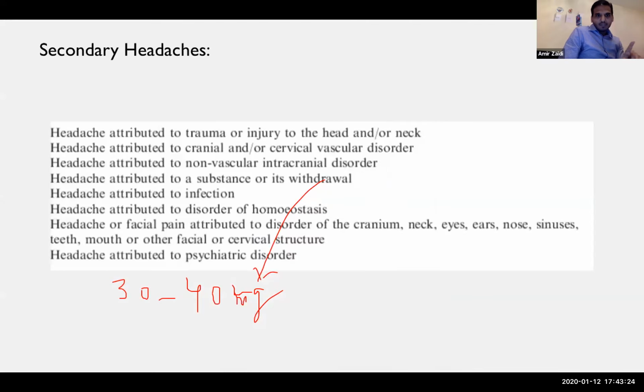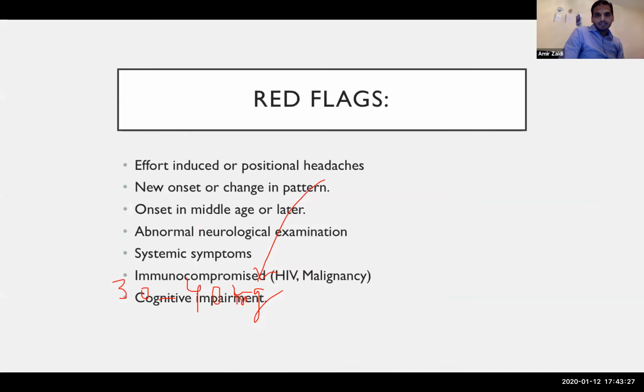I'll just go in 1 to 2 minutes through secondary headaches, the important ones. So the important red flags: if there is any change in migraine pattern, any change in headache pattern, if there is a new onset headache, change with the change in position, like worse in lying down or early morning headaches, or if you find abnormality on the examination, if the patient has HIV or is immunocompromised, any cognitive impairment. So these are the important red flags or systemic signs, systemic symptoms.